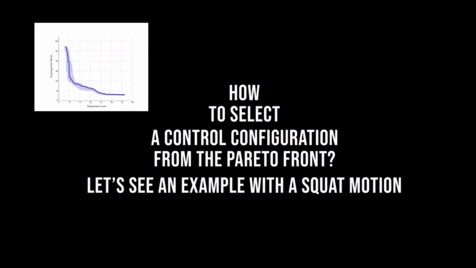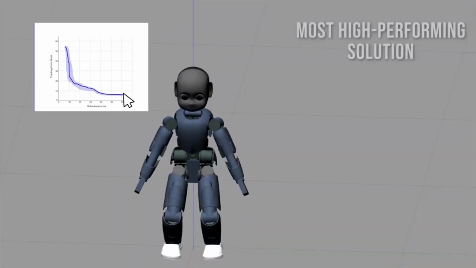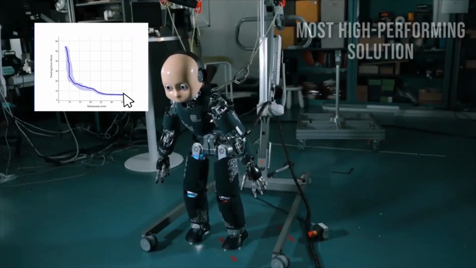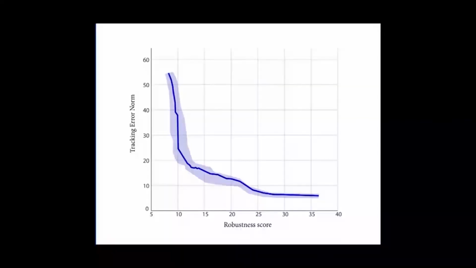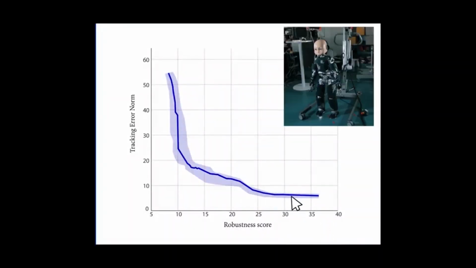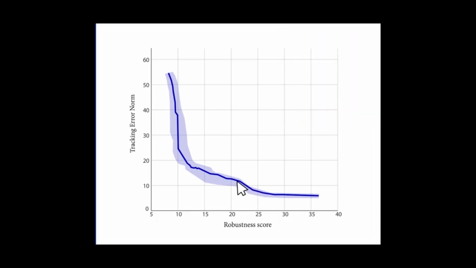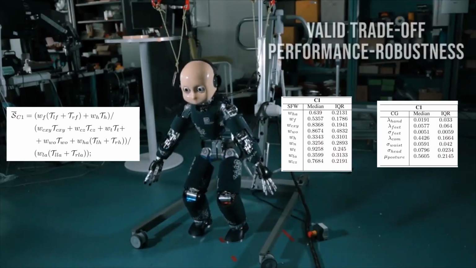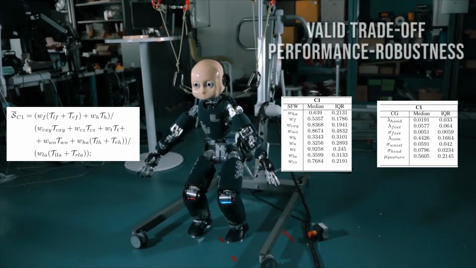To find an optimized working solution on the real robot, we start from the most high-performing solution. That's the one with lowest tracking error and highest robustness score. And we try if the solution works on the real robot. If not, we move progressively to solutions that are less high-performing and more robust until we get to a solution that achieves balance on the real robot. The solution is transferable onto the real robot, and we report here the associated optimized parameters.